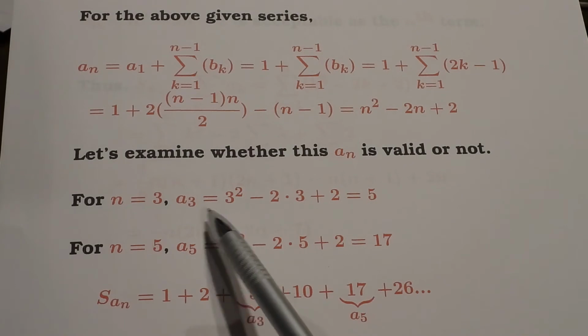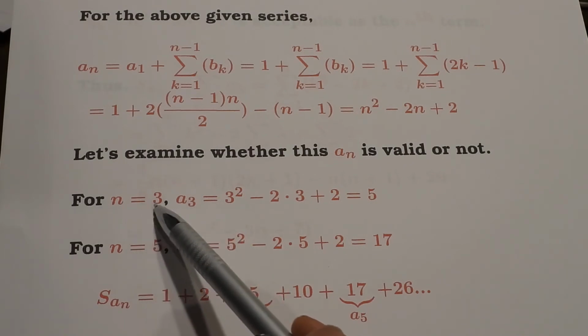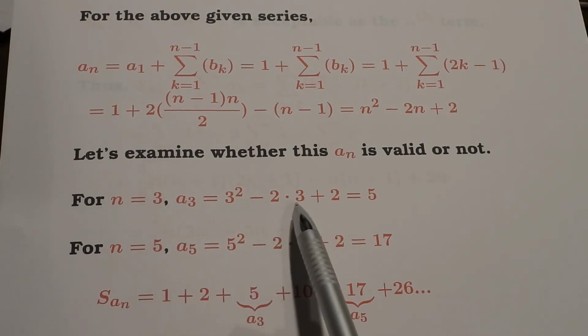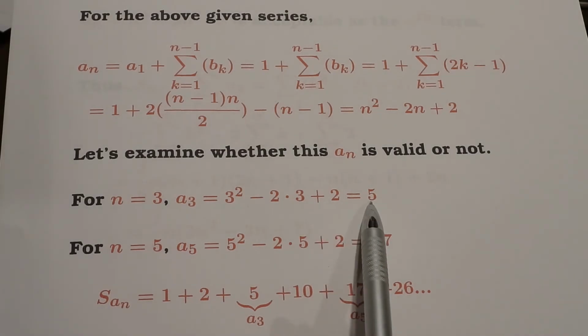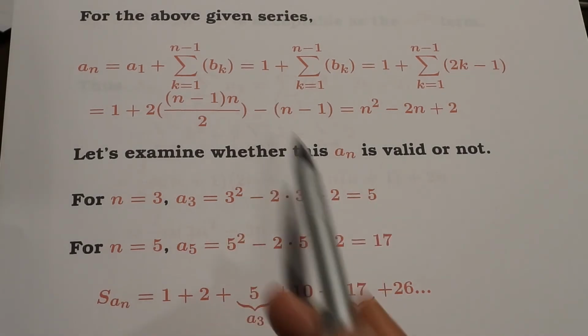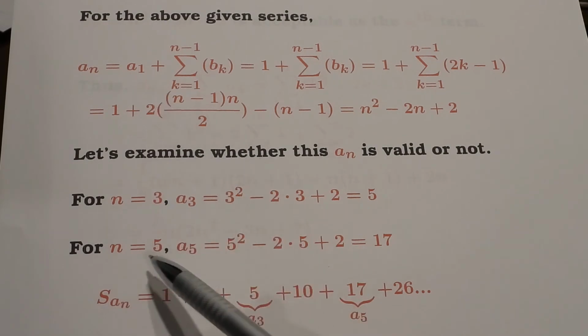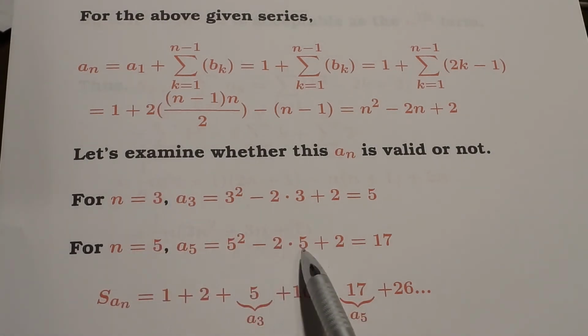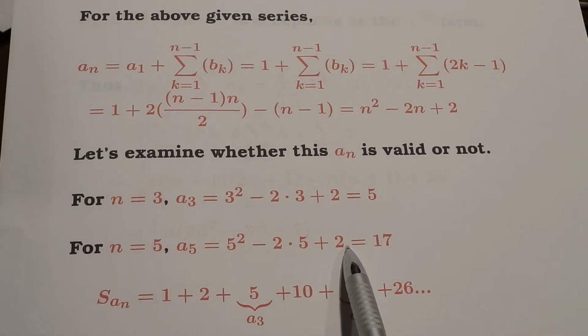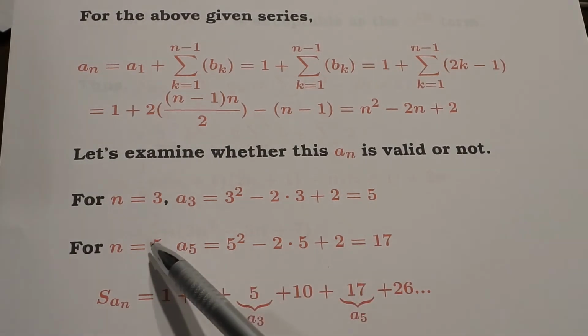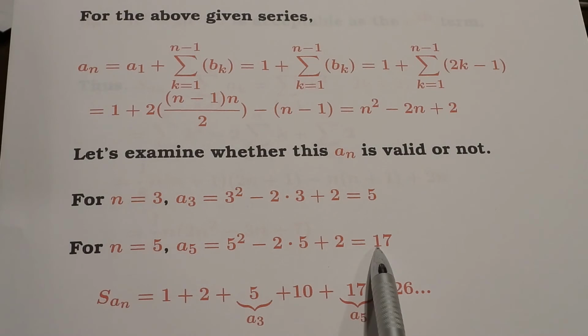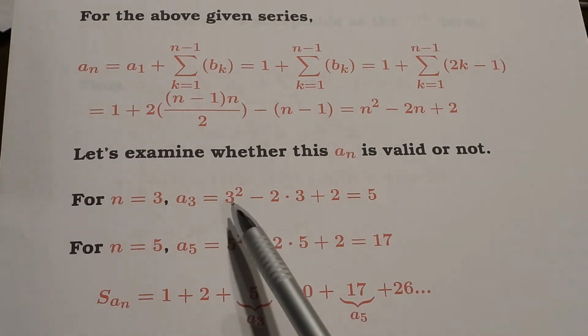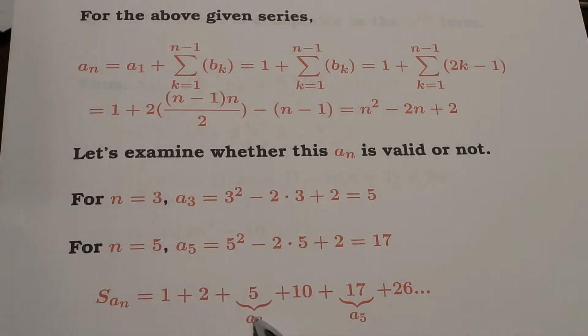Okay, we better verify. If n equals 3, 3 squared minus 2 times 3 plus 2, which is 5. Yeah, obviously, the third term was 5, right? We saw that. And n equals 5, then 5 squared minus 2 times 5 plus 2, which is 17. It means our fifth term is 17. Okay, we saw that. And again, I wrote it here to compare. Yeah. The third one is 5.